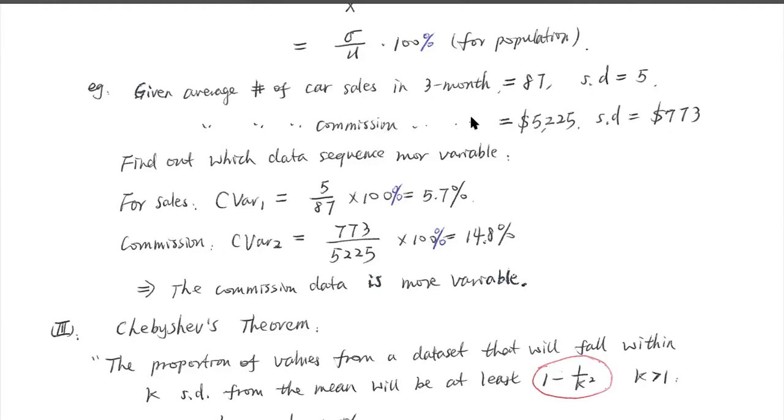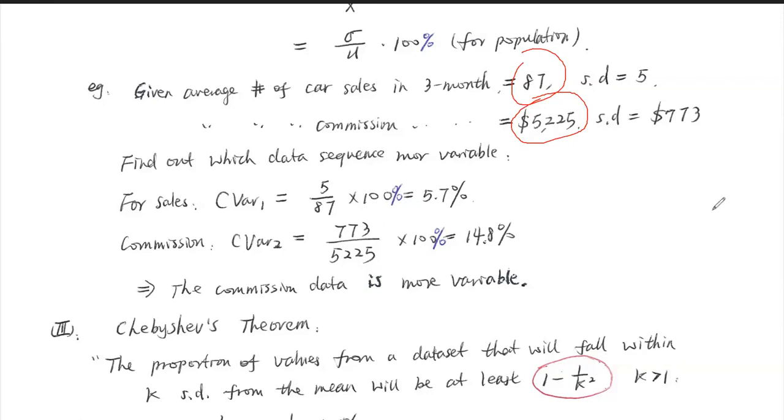So in other words, those 2 data sequences are related because they are both talking about the number of car sales. The difference is they focus on different parts. The first data sequence is talking about number of car sales. The second one is the corresponding commission they are making. So how do we compare those 2 data sequences? You can see that they are not in the same scale.